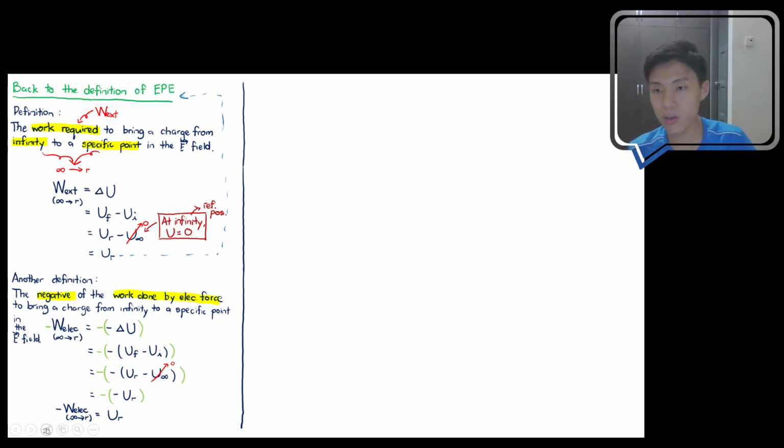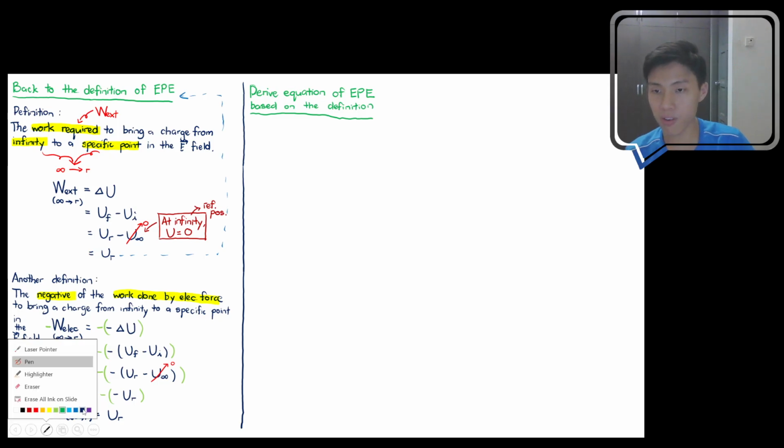Okay, so what are we going to do now is we are going to derive the equation of electric potential energy based on the definition. Okay, so our definitions say that the charge will be moved from somewhere which is infinity to another somewhere which is at a specific point in the electric field.